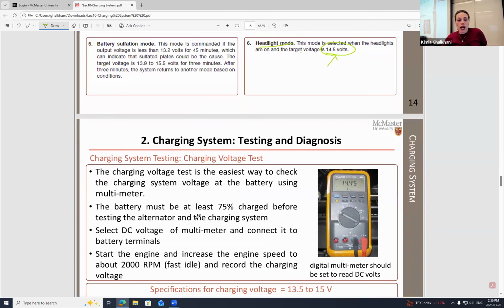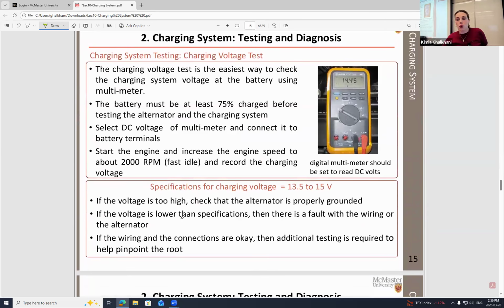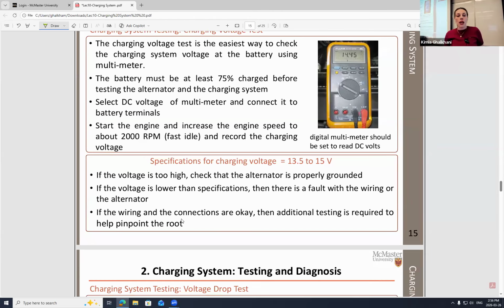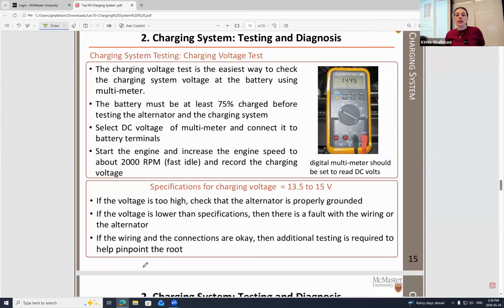Next, I'm going to look at some testing quickly, and then we will close it right in here, and we'll go for the assignment. So look at here, there are multiple methods in order to test the functionality of the charging system. For most of them, we are using a regular multimeter. For some of them, we are using another light tool in order to use the light to look at the functionality. I'm going to show it.